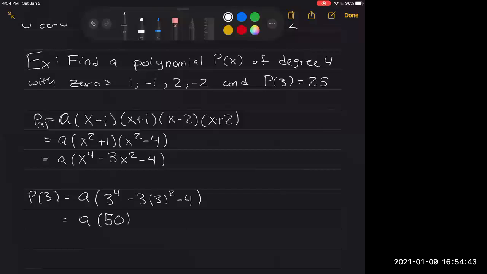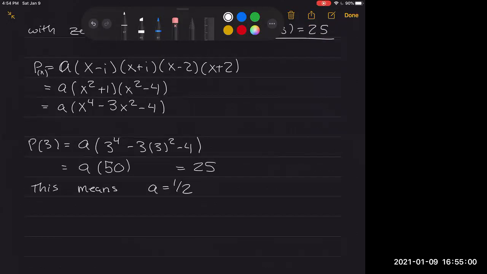But we also know up here that P of 3 needs to equal 25. So this means that our A has to equal 1/2, because 1/2 times 50 equals 25. So then we can write P of x equals 1/2 x to the 4th minus 3/2 x squared minus 2.